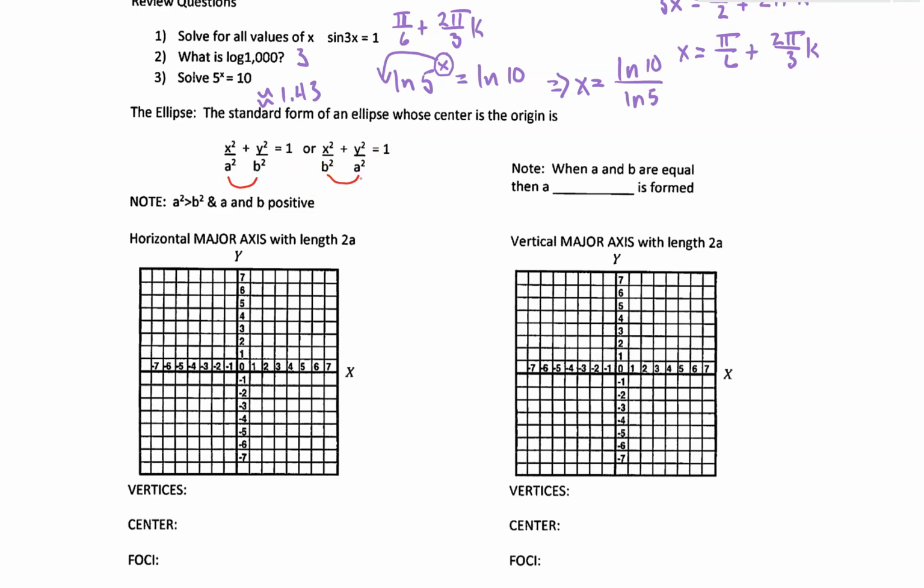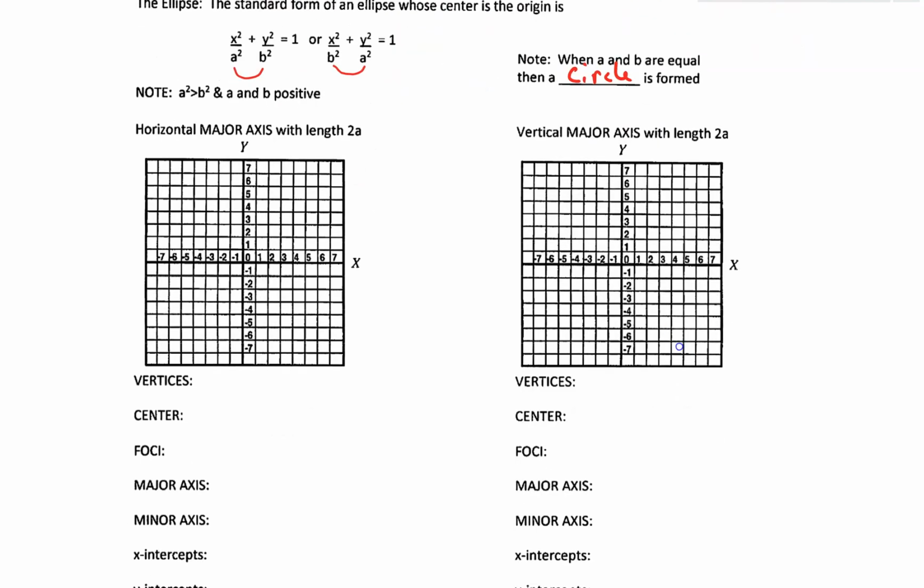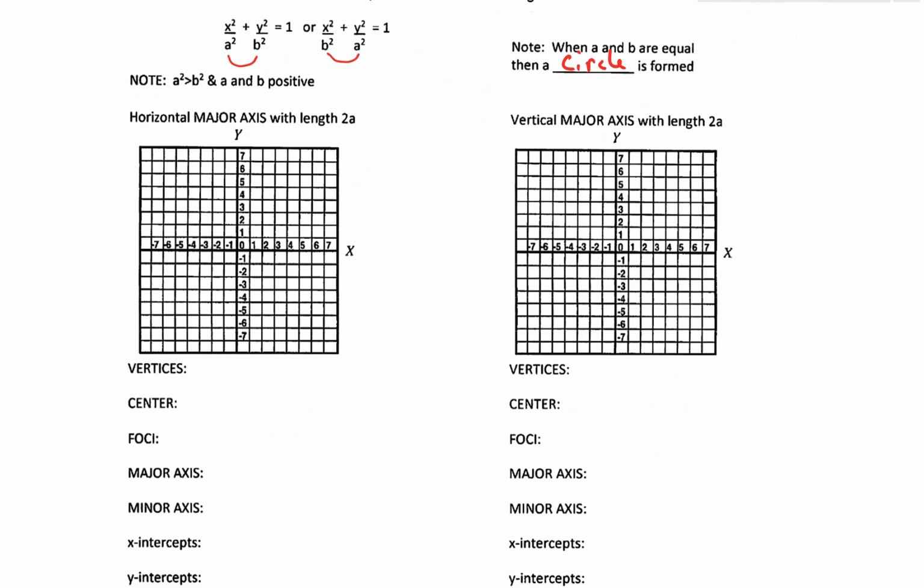And that kind of tells you whether you have a horizontal stretch of a circle or a vertical stretch of a circle. Notice here that a squared is always going to be bigger than b squared, and a and b are always going to be positive. Also note, when a and b are equal, then a circle would be formed. X squared plus y squared equals r squared. So we have those 2 situations, and a and b are what are important here in terms of our stretching situation. So we're going to talk a little bit about this and what actually happens here.